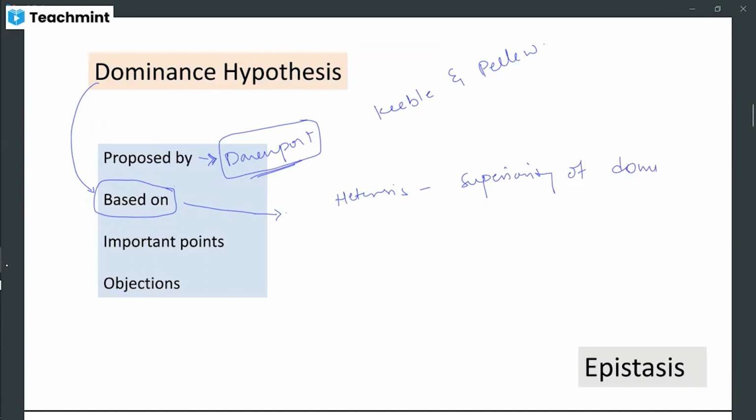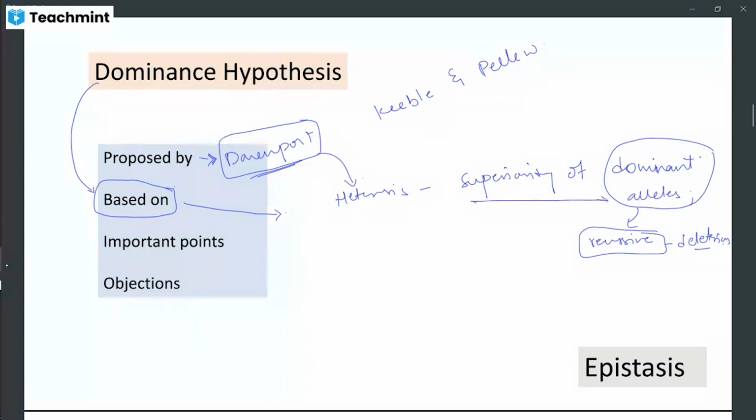Davenport said that whatever heterosis we see in the plant is due to the superiority of the dominant alleles, while these dominant alleles suppress the recessive alleles, and he said that these recessive alleles are deleterious. So just remember this point: according to the dominance hypothesis, Davenport said that heterosis is due to superiority of the dominant alleles, which suppress the recessive alleles. So for a clearer understanding, we will take an example.